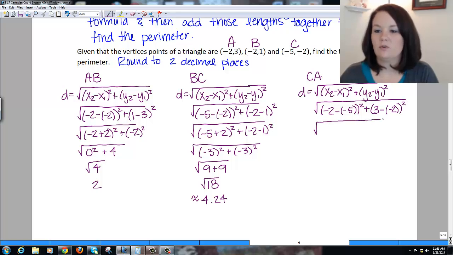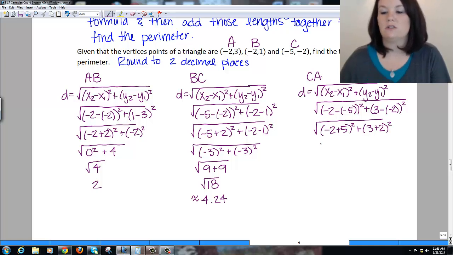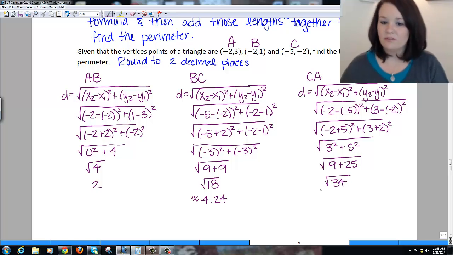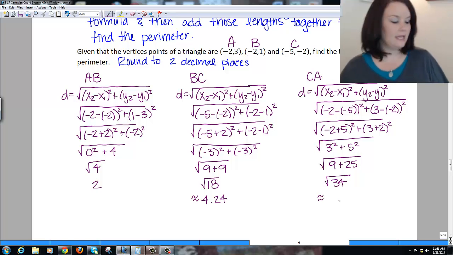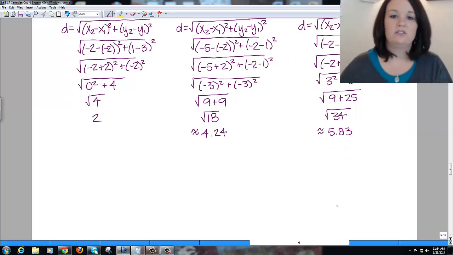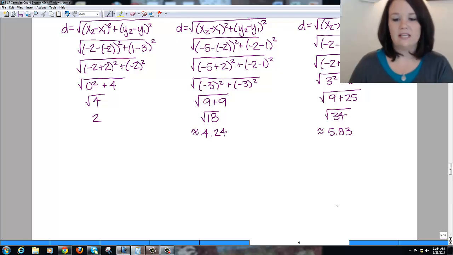Okay. So I get the square root of (negative 2 plus 5) squared plus (3 plus 2) squared, which is going to give me 3 squared plus 5 squared, which is the same as 9 plus 25, which is the square root of 34, which again is not a perfect square, so I'm going to go ahead and approximate this length as being 5.83. Okay. All right, so now I know the lengths of all the sides of my triangle. So now that I know the lengths of all the sides, I just add them together.